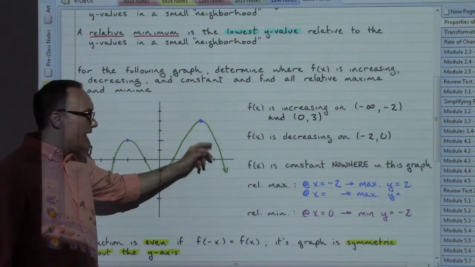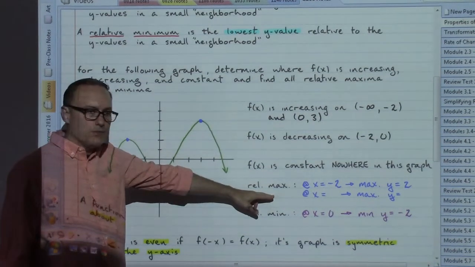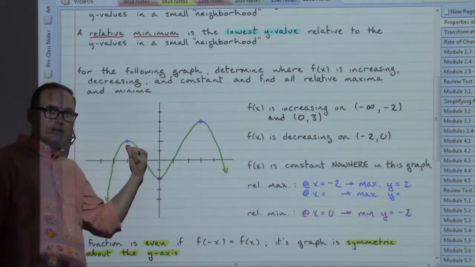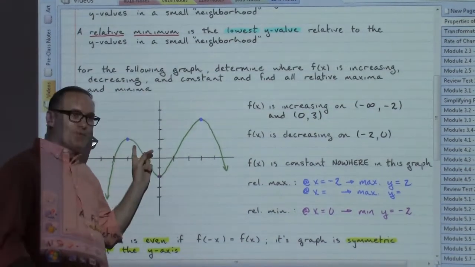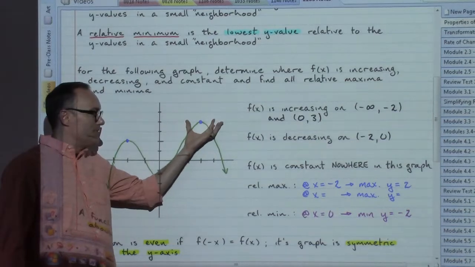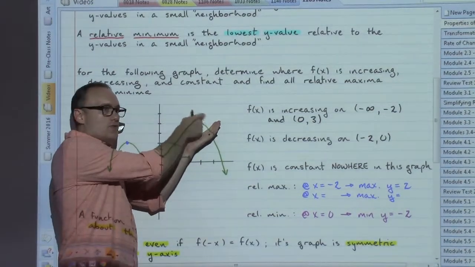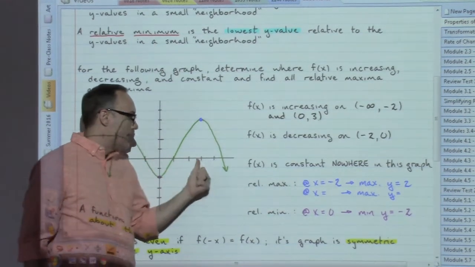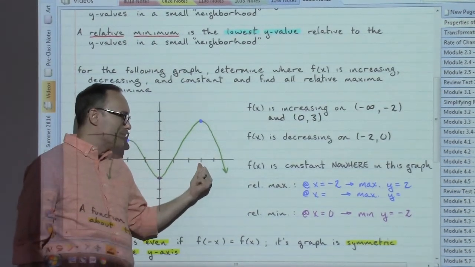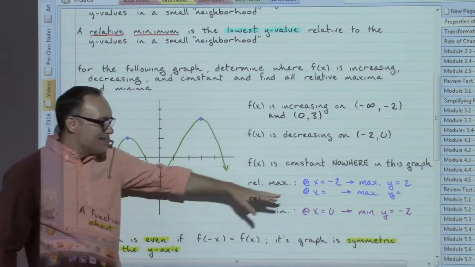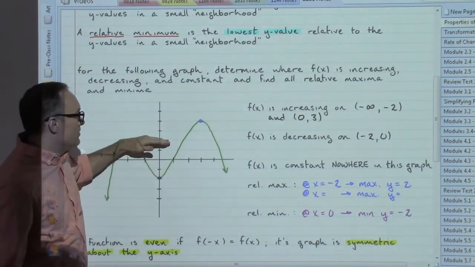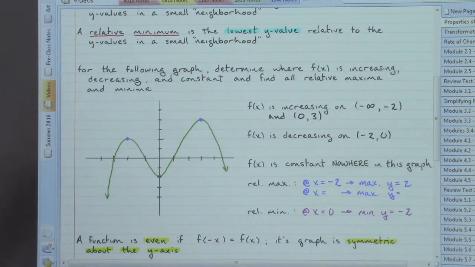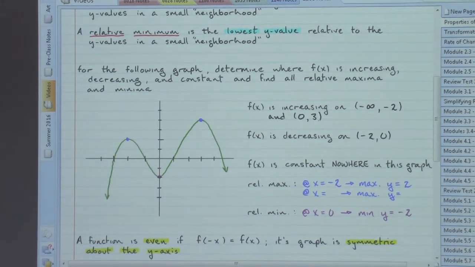Hitting that next blue dot, that's another relative maximum. Again, relative to what's nearby. This one's way far away in the grand scheme of things, but just relative to what's nearby, if we zoomed in on that, that's a maximum at x equals 3. What is that maximum? Well, 1, 2, 3. That maximum is y equals 4. So we would want to write that in there.